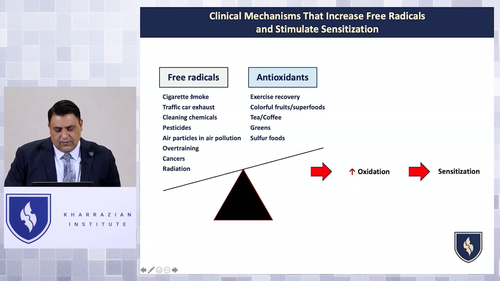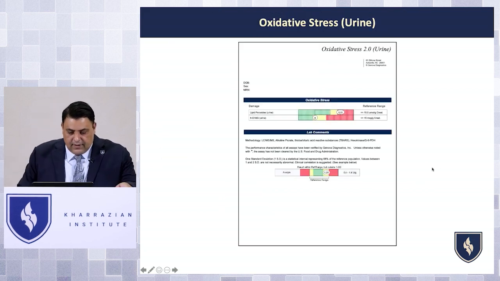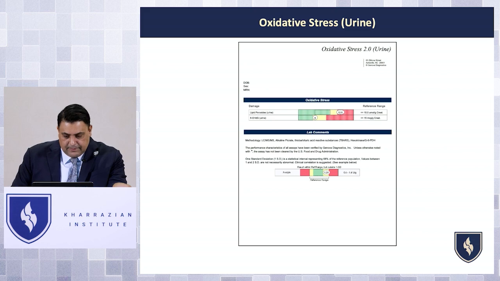So if someone has much more free radical activity than antioxidant activity, and chronic pain itself will deplete antioxidants, they have increased oxidation and then sensitization. You can look at surrogate markers for oxidative stress, like lipid peroxides or 8-OHdG, which are surrogate markers for oxidative stress injury, to get an idea of where a person's at.